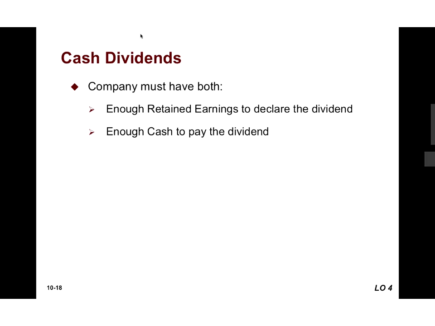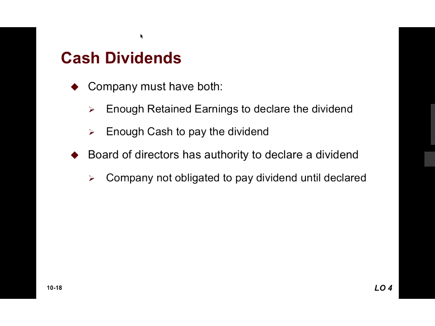Now, how do we declare a dividend? The board of directors has the authority to declare a dividend, and the company is not obligated to pay a dividend until it's declared. A company never, ever, ever has to pay a dividend. It is not a legal requirement until the board of directors declares a dividend.